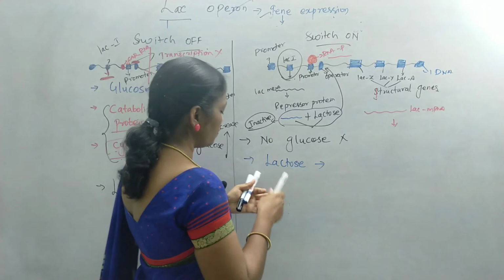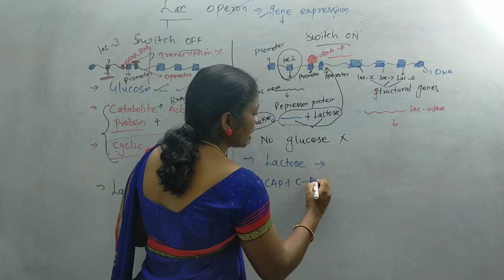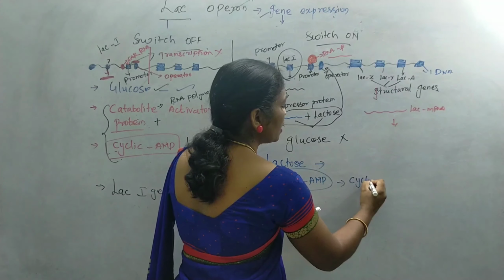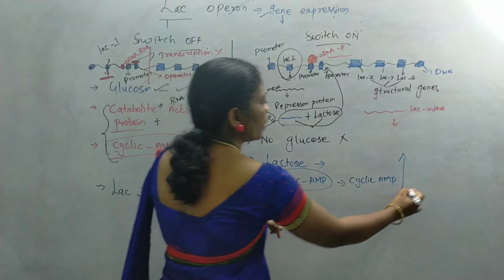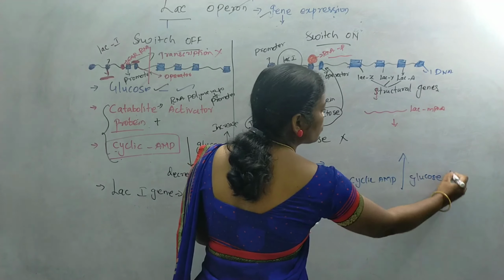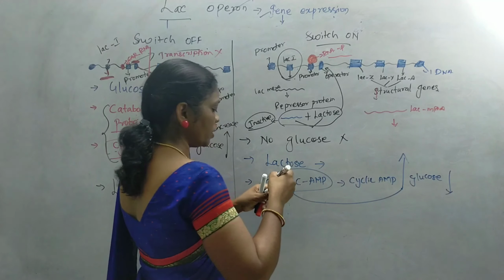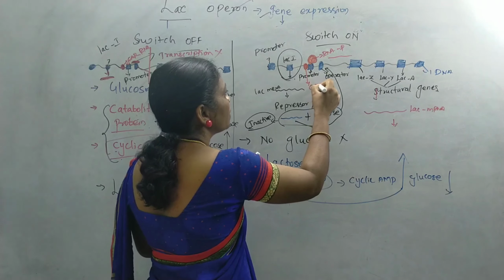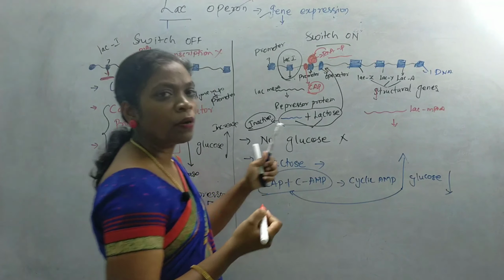One more important thing: the CAP, that is catabolite activator protein, and cyclic AMP complex will be formed. When there is no glucose in the surrounding medium for this organism, the cyclic AMP level increases. Cyclic AMP level increases when the glucose level decreases. So this initiates the formation of the complex with the catabolite activator protein, which is present in front of the promoter sequence. This catabolite activator protein complex will also initiate the binding of RNA polymerase with the promoter region.